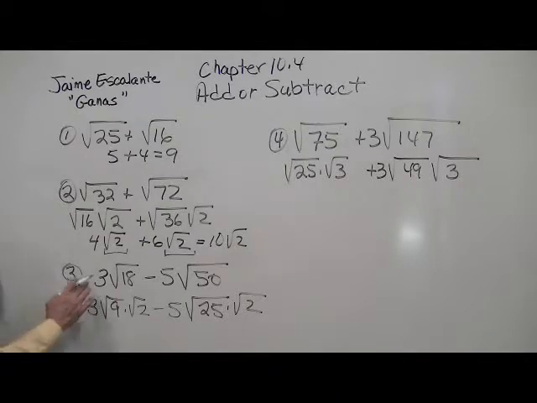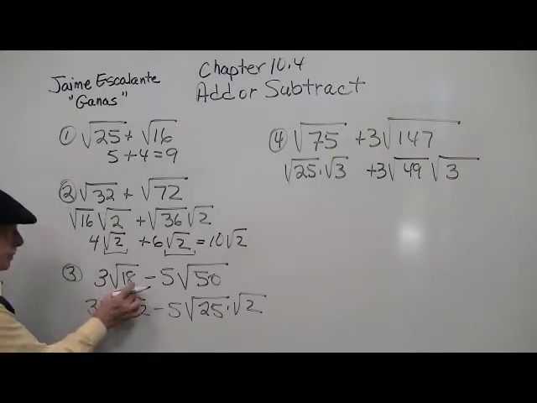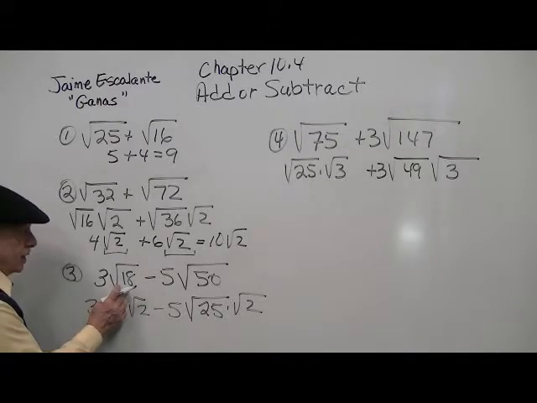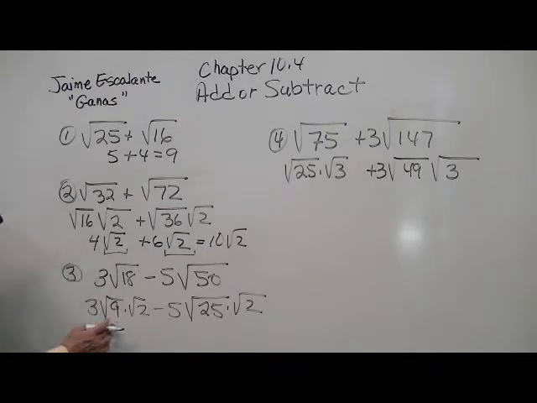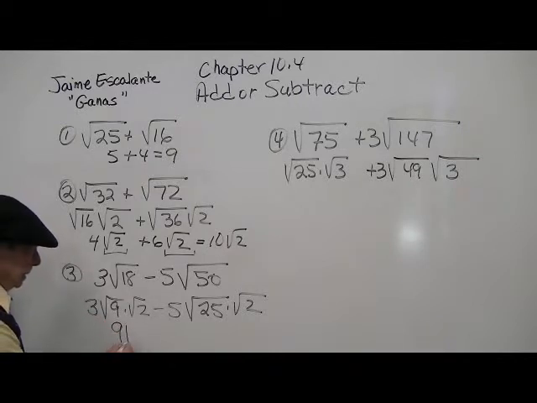And then in example 3 here, we see the square root of 18. Is there a perfect square factor of 18? Yes, 9. 9 times 2. So under one radical sign, you put the 9. And then the square root of 9 is 3. 3 times 3 is 9, the square root of 2. That's what this column becomes.